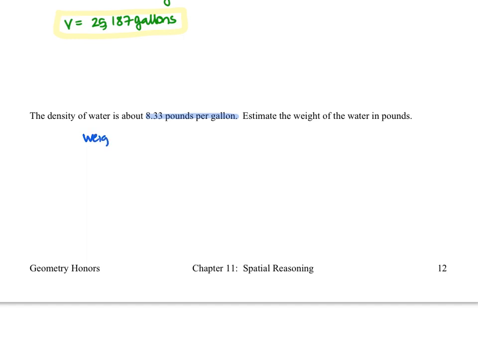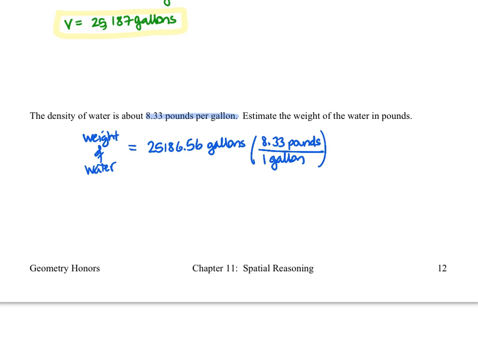So the weight of the water is going to be equal to the gallons. I'm going to use the unrounded number that we found. So this is gallons, and our conversion factor, we want to get rid of gallons. We know that it's 8.33 pounds per gallon. So the weight of the water is going to end up being 209,804 pounds.